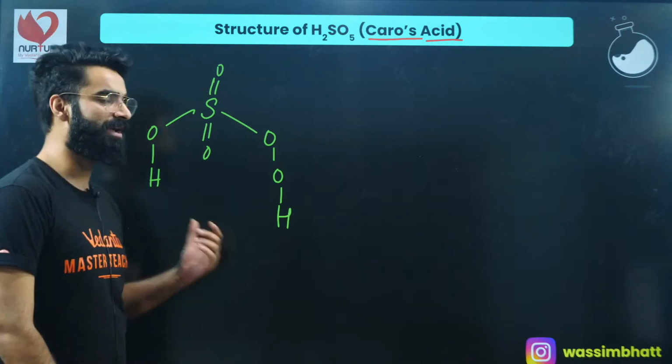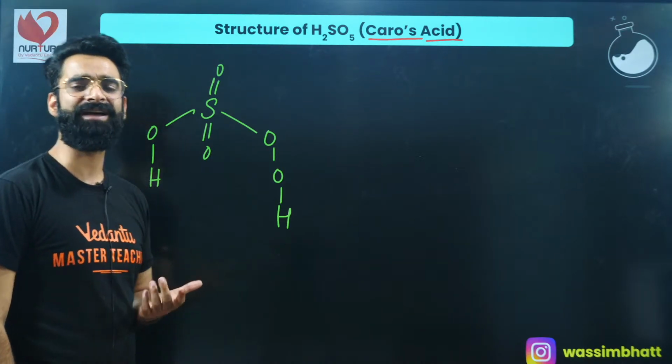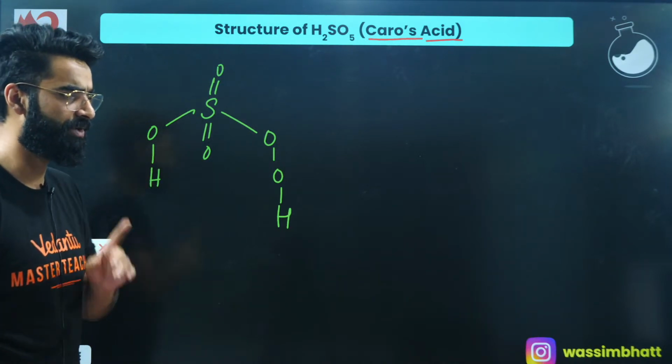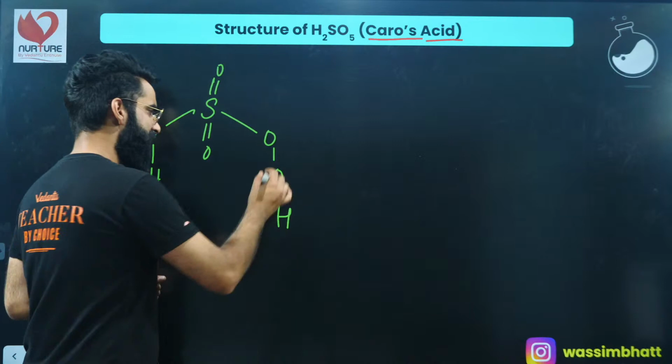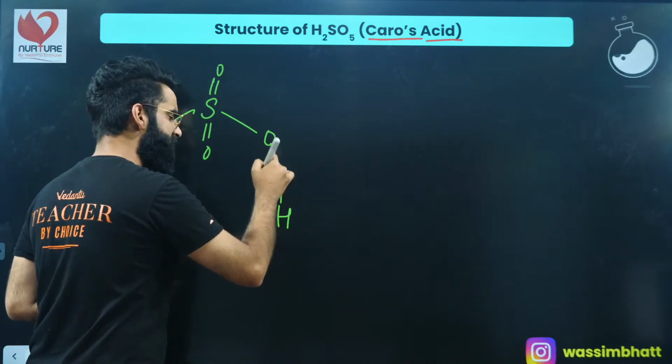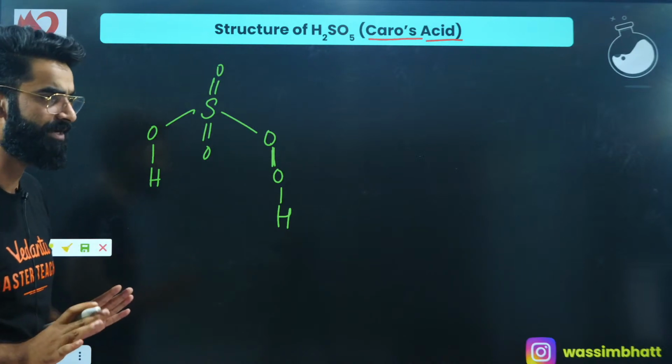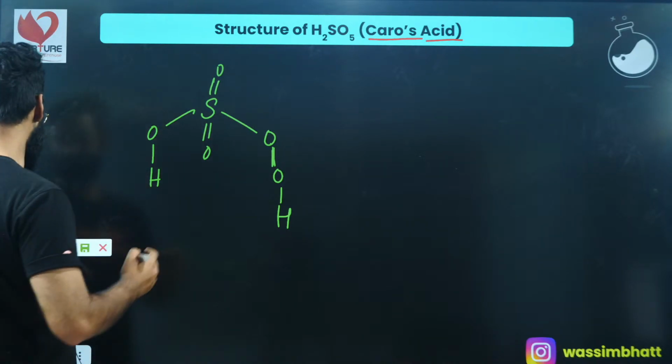First question that can be asked: how many peroxide linkages are there in Caro's acid? There is only one peroxide linkage in Caro's acid, and this is the peroxide linkage: oxygen, single bond, oxygen. Point number one. Point number two, have a look.